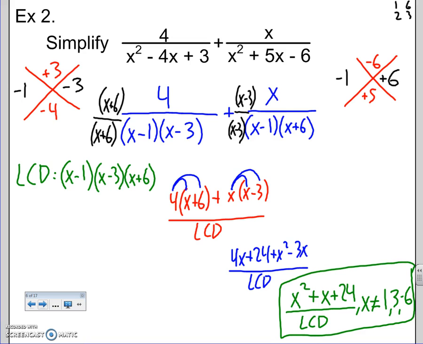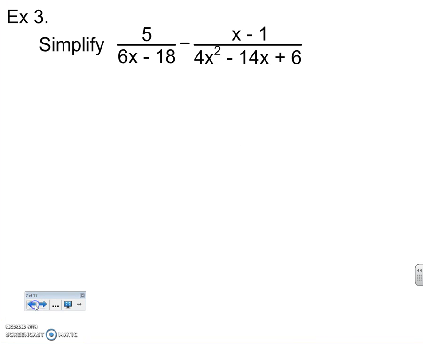So technically, you can find the restrictions anytime after you factor. I do it after finding the LCD, but here at the very end. But same thing. All right. So I missed one. Here you go. All right, last one. Simplify this.